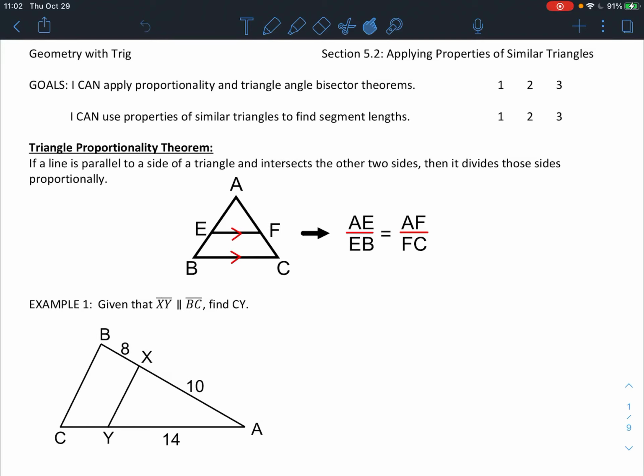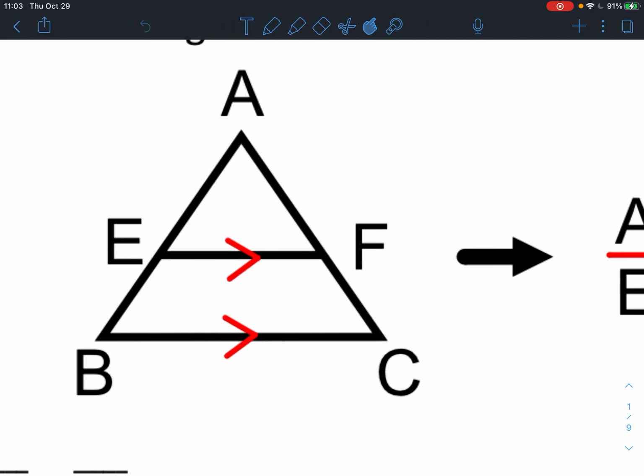Next section, 5.2, applying properties of similar triangles. A couple theorems that we're going to learn today. The first one's called the triangle proportionality theorem. It says this: if a line is parallel to the side of a triangle and intersects the other two sides, it divides those sides proportionally. So let's take a look.